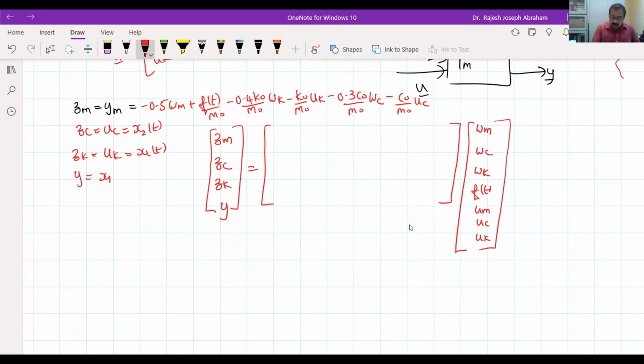So Zm, what did you get? Corresponding to omega m, we have minus 0.5. Omega c, we have minus 0.3 c naught by m naught. Omega k, we have minus 0.4 k naught by m naught. F of t, we have 1 by m naught. Um, there is no term, so 0. Then Uc, we have minus c naught by m naught. Then Uk, we have minus k naught by m naught.